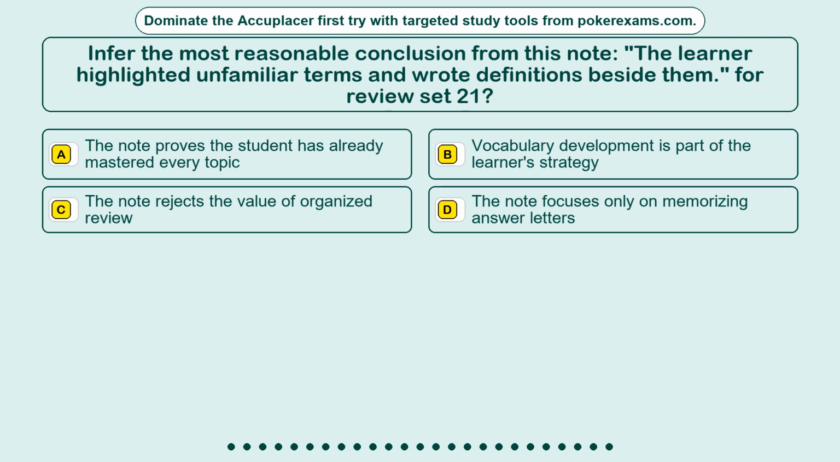Option B. Vocabulary development is part of the learner's strategy. Option C. The note rejects the value of organized review. Option D. The note focuses only on memorizing answer letters.